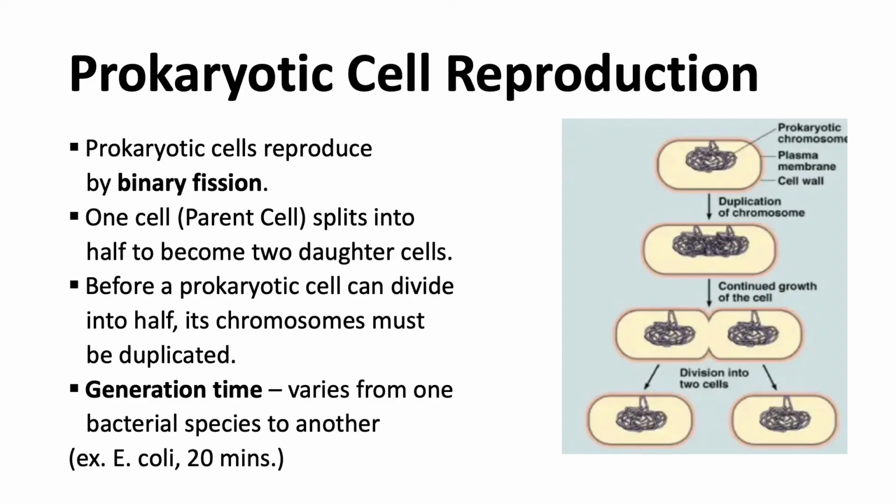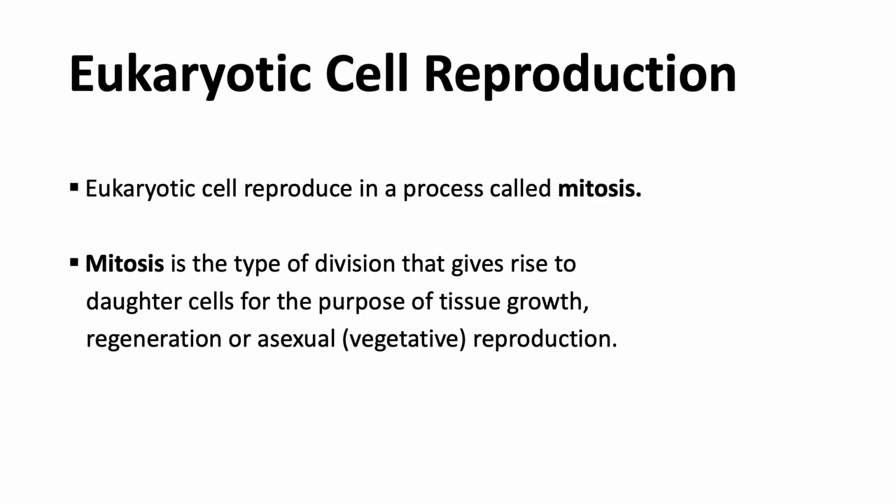The generation time is the time it takes for binary fission to occur. Each bacterial species varies from one another when it comes to generation time. On the other hand, eukaryotic cells reproduce in a process called mitosis. Mitosis is a type of division that gives rise to daughter cells for the purpose of tissue growth, regeneration, or asexual or vegetative reproduction.